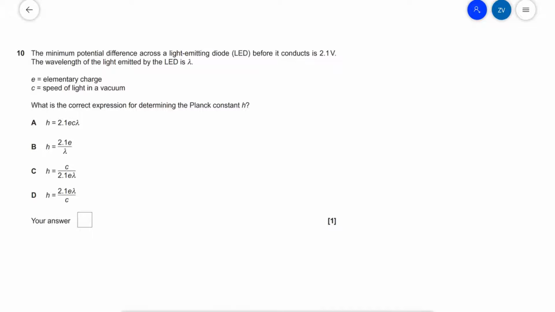So question 10, the minimal potential difference across an LED before it conducts is 2.1 volts. The wavelength of light emitted by the LED is lambda. What is the correct expression for determining the Planck constant h? Well, in this case, we have a conversion of electrical energy. So we can just write this down. Electrical energy is being converted to photon energy.